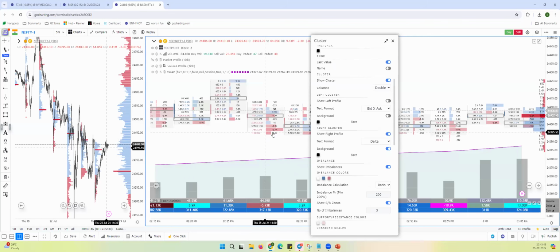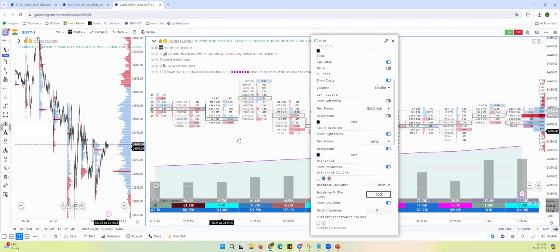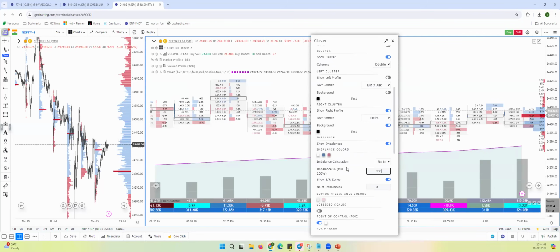I'm also showing the imbalances, which is basically whenever there is X number of more buyers than sellers. What is X for me? I've kept a ratio of 200. Generally 200 and 300 is a good imbalance number. For example, if I make it 300, every time there is 300 more buyers than sellers, it will be highlighted with a color, blue or red basically, on the imbalance side. If there are two or three imbalances together, it will be highlighted with a support or resistance zone. So that is how it will be highlighted.